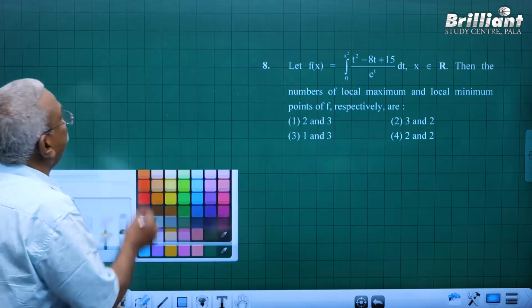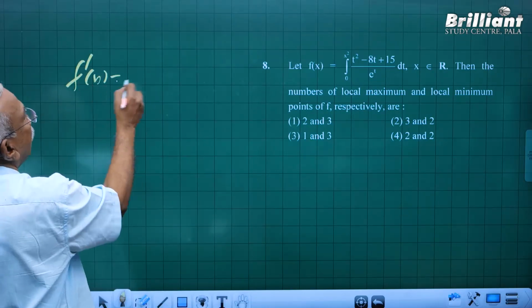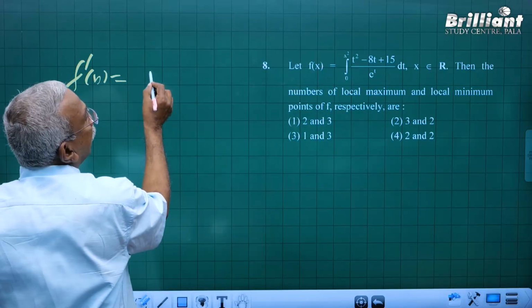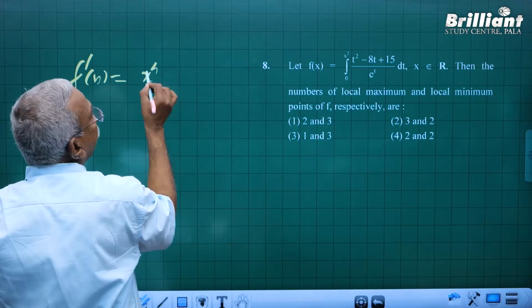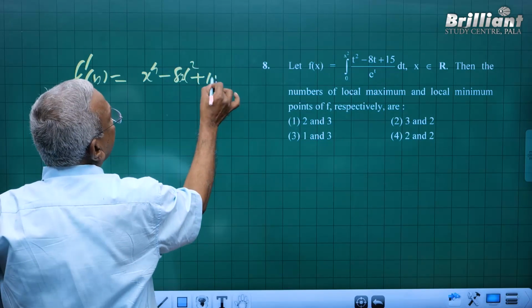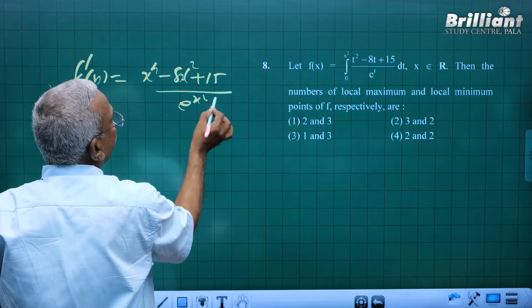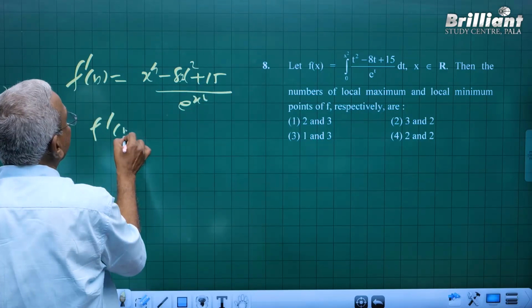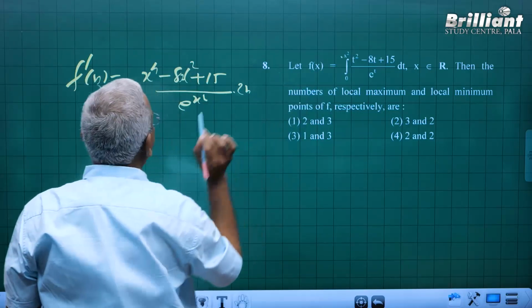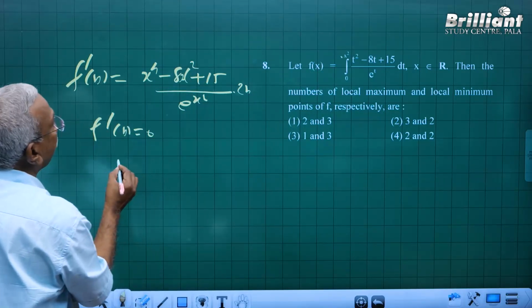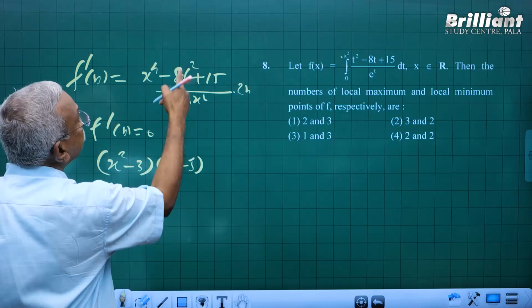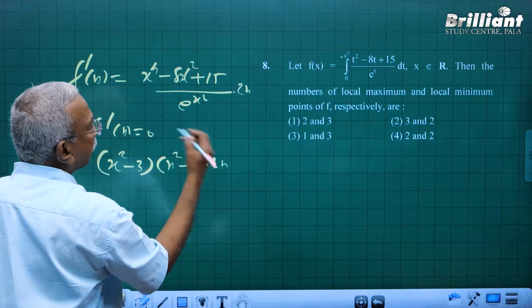So you want to find the derivative. f dash x, simply using Leibniz rule, means we can replace t with x square. We get x raised to 4, replacing t square with x square, minus 8 x square plus 15 divided by e raised to x square, times 2x. Put f dash x equal to 0. The 2x is important, it is the derivative of this x square. So f dash x means x square minus 3 into x square minus 5, factorizing this one, into 2x. The denominator never becomes equal to 0.